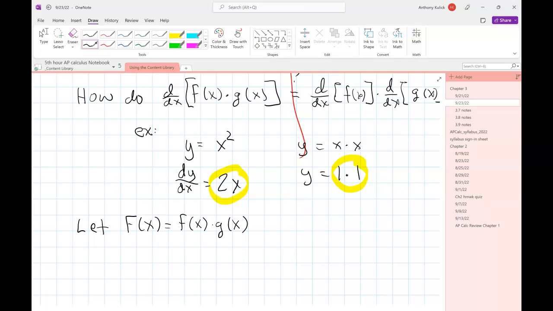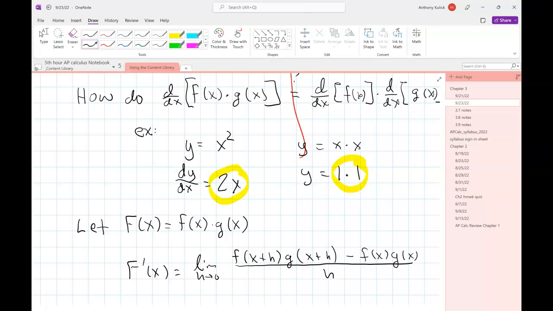That I'm going to define as just some function f of x times some other function g of x. The derivative of this then would be the limit as h approaches 0 of f of x plus h times g of x plus h minus f of x times g of x, all over h.